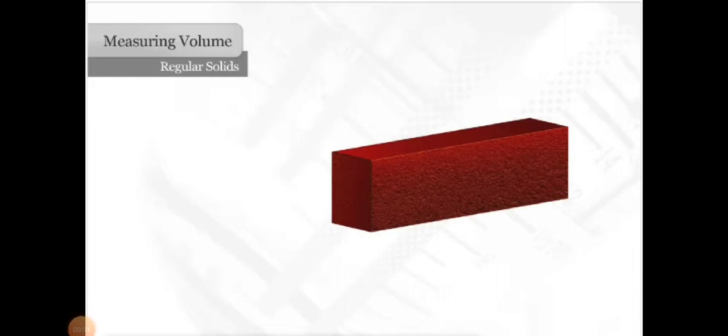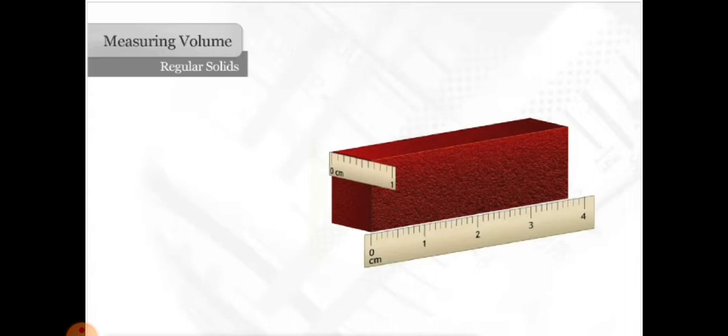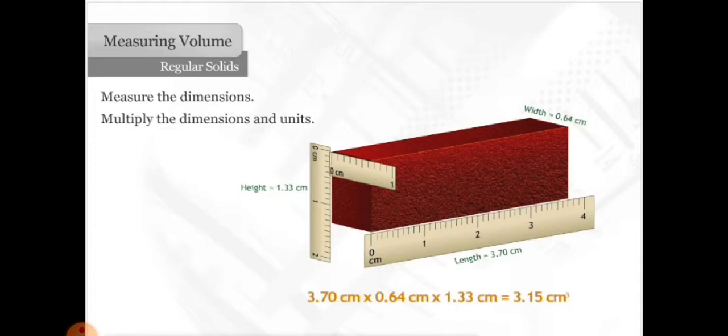To determine the volume of a regular solid, such as a brick, first measure the dimensions of the object. Then multiply the 3 dimensions and their units. In this example, we measured in centimeters. Therefore, the units for volume are recorded as cubic centimeters.